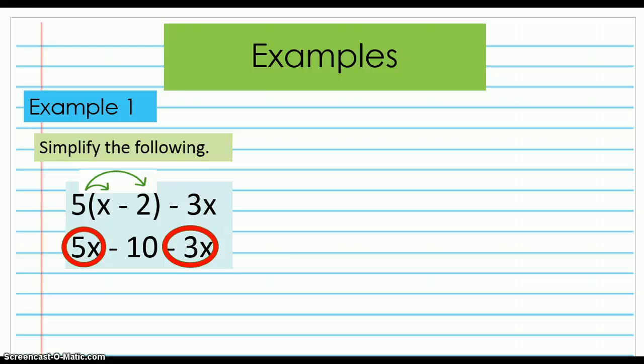So I combine my like terms. 5x minus 3x gives me 2x, and because I didn't do anything to my minus 10, I simply carry that down. And now I'm done. My answer is 2x minus 10. We simplified this expression. Now let's kick it up a notch.